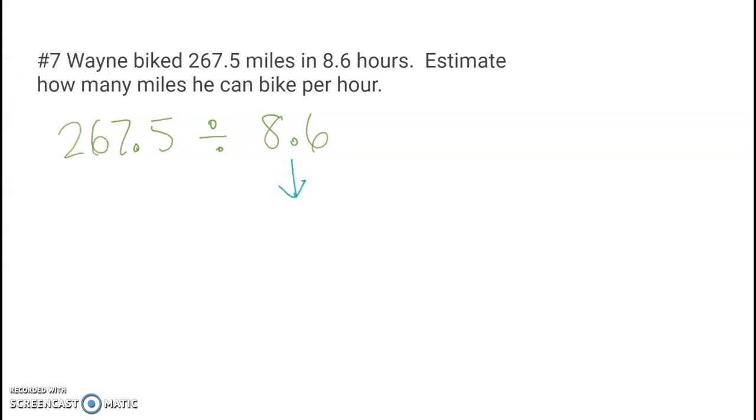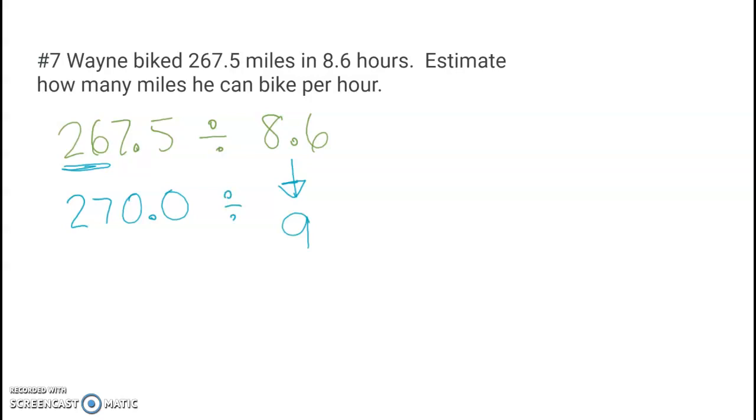I always round the divisor first if I'm doing dividing. So 8.6 is very close to 9. And then I'm going to look at the first two digits, so just the first two digits of my dividend. And I'm going to look for a compatible number that's going to work well with 9 that is close to 26. And that's going to be 27. Everything afterwards becomes a 0.